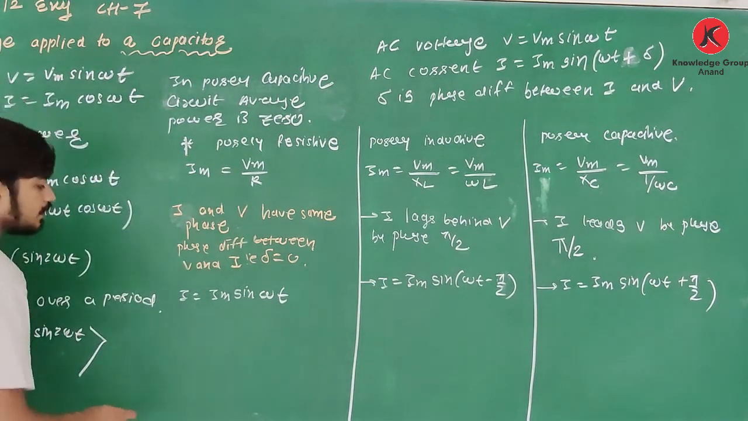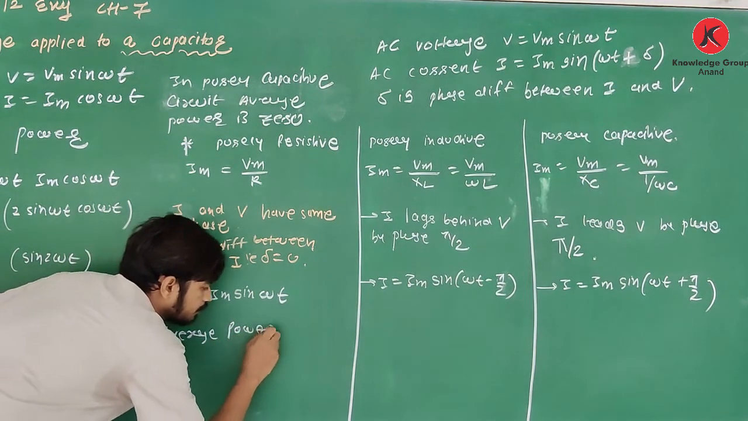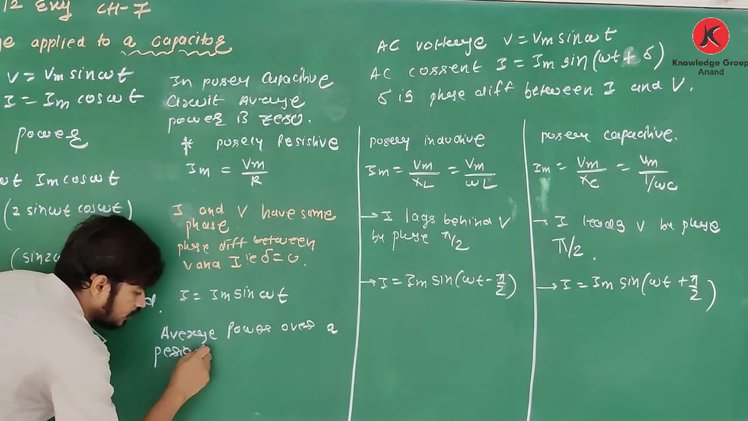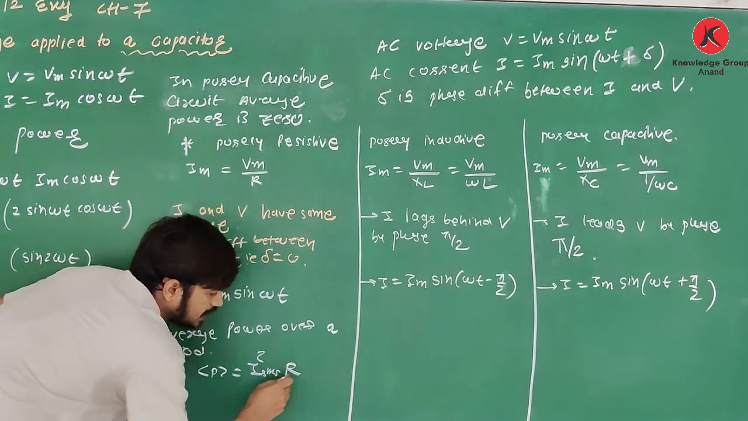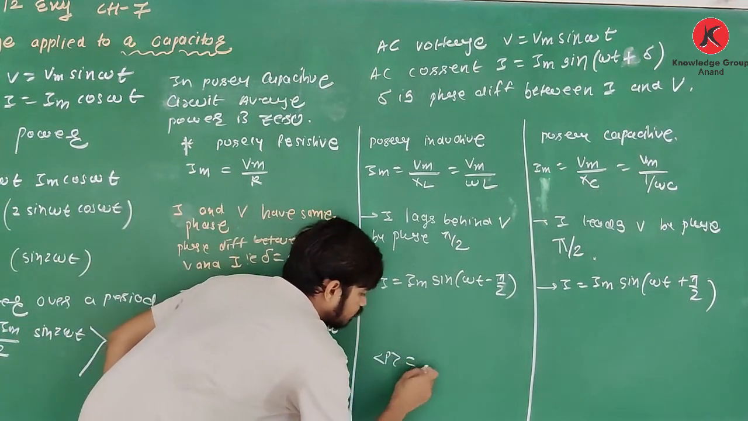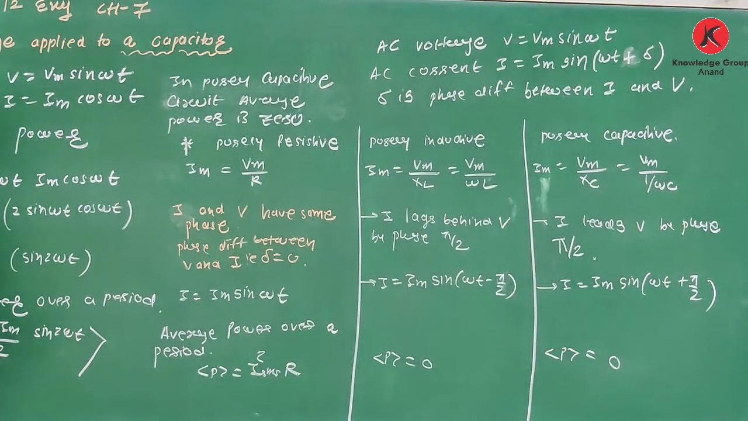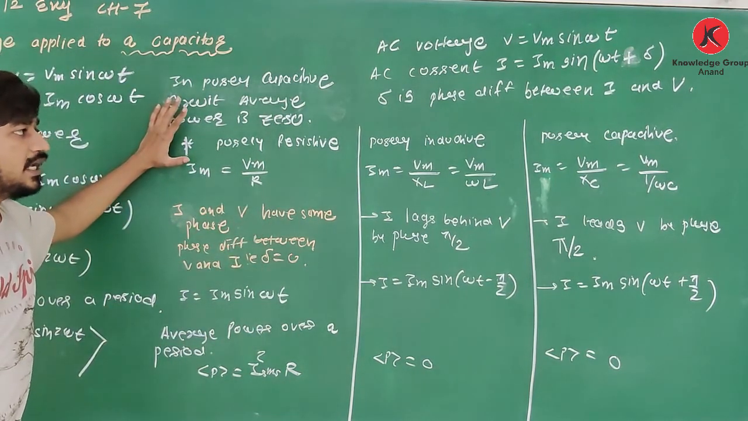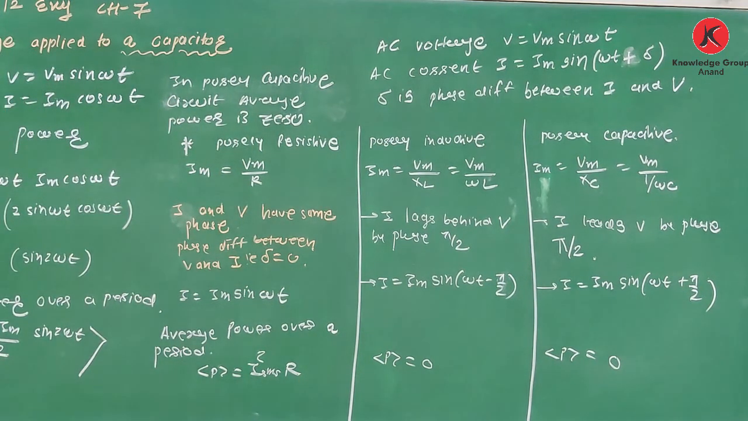Average power over a period. In the resistive case, average power over a period is equal to I square RMS R. In the inductive case, average power is equal to 0. In the capacitive case also, average power is 0. Clear about this? So it is a comparison between purely resistive circuit, purely inductive circuit, and purely capacitive circuit. Clear about this? Okay.